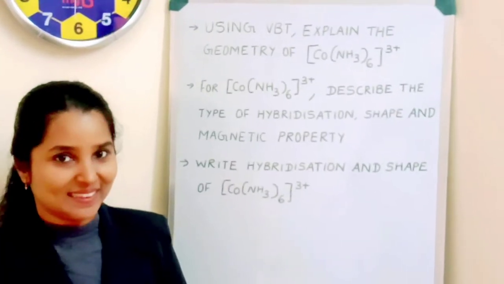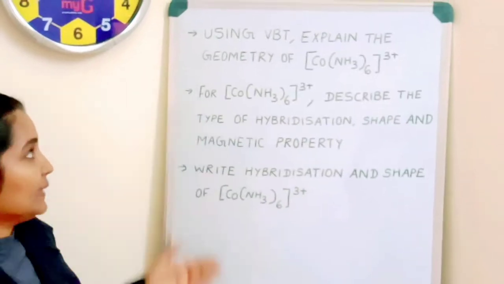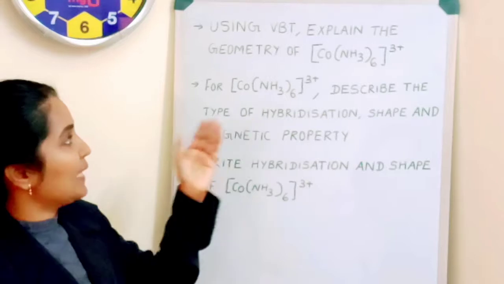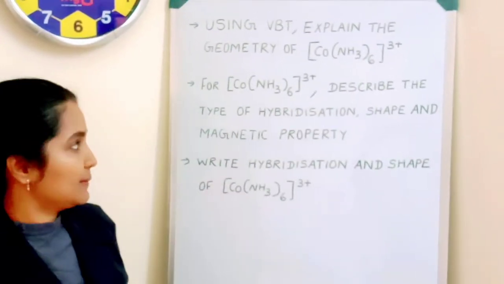Today's chemistry session. Today, let's see one question. You can see here, it's a frequently asked question. Using VBT, explain the geometry of [Co(NH3)6]3+.